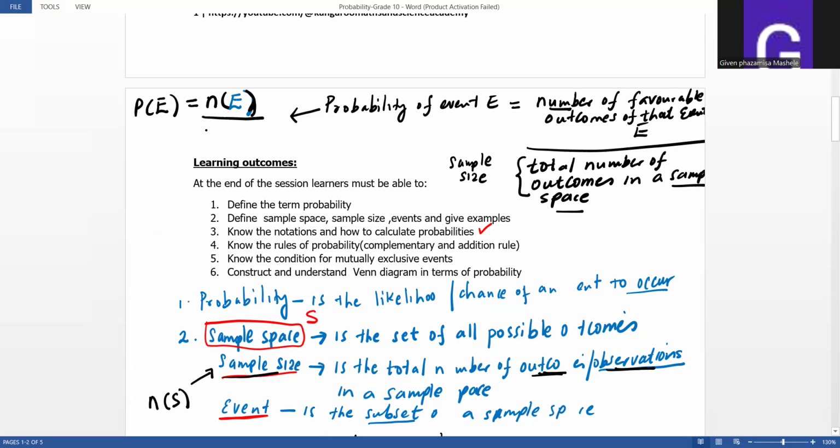So the probability of E is the number of favorable outcomes of that event E, divided by the sample size. Remember I said N of S is the sample size. So this is the formula for calculating the probability of an event.